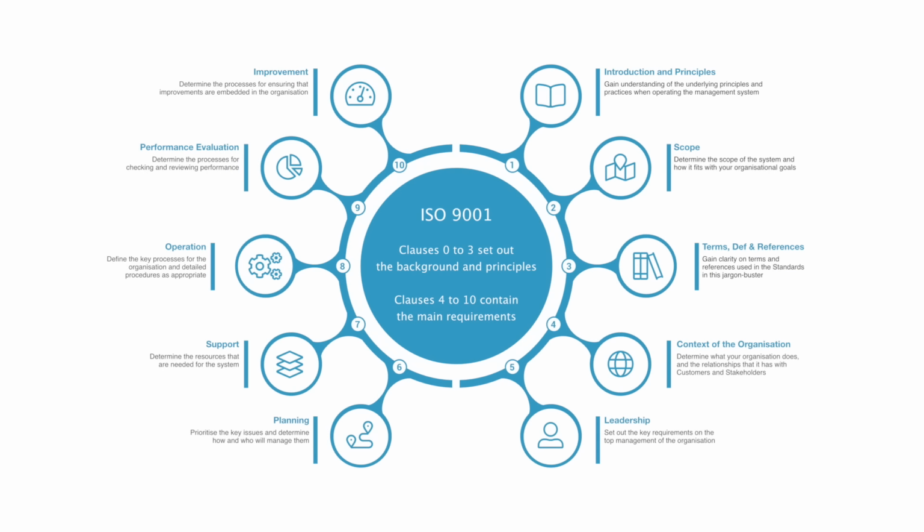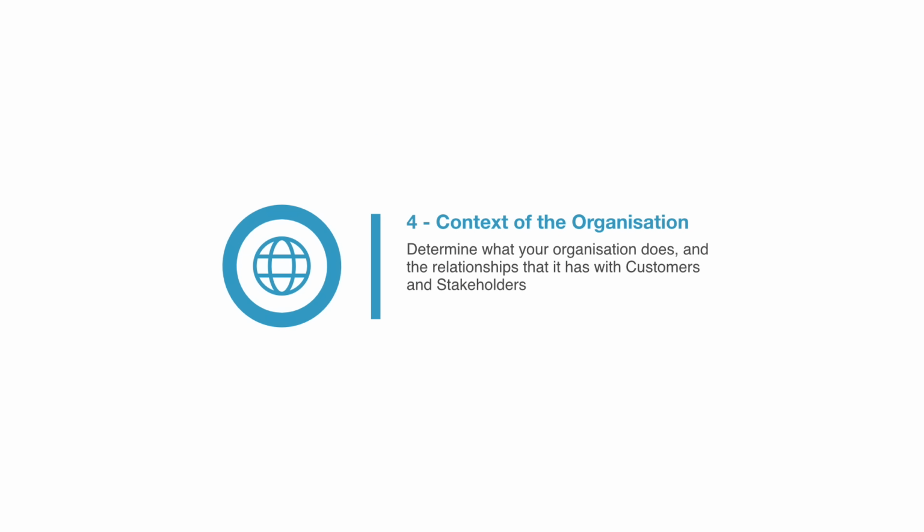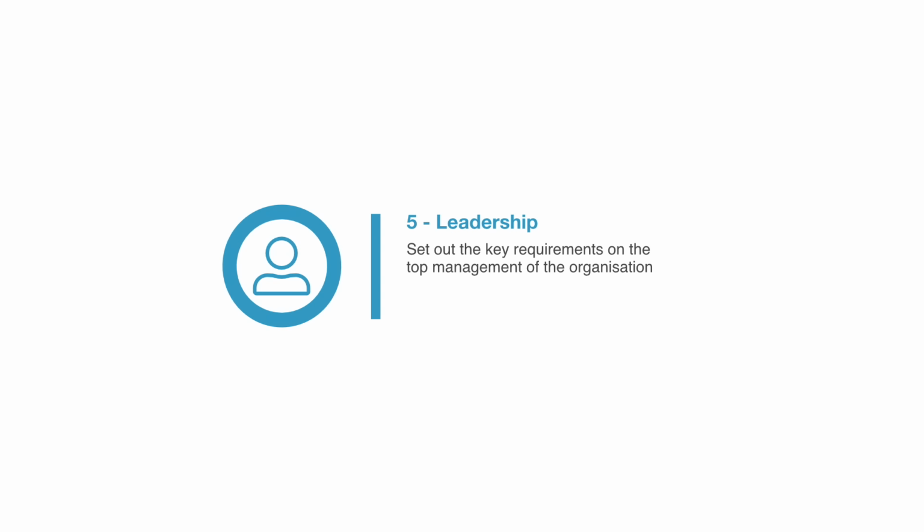The requirements really start at clause 4, where clauses 0 to 3 are more introductory. Starting at clause 4 then, what we have is the context of the organisation, which means that you need to determine what goes on in your organisation. 5 is about leadership and the requirements that your management team need to provide. And clause 6 is about planning. So how are you going to plan to manage the operations, to manage your support, and then also manage your improvement processes.